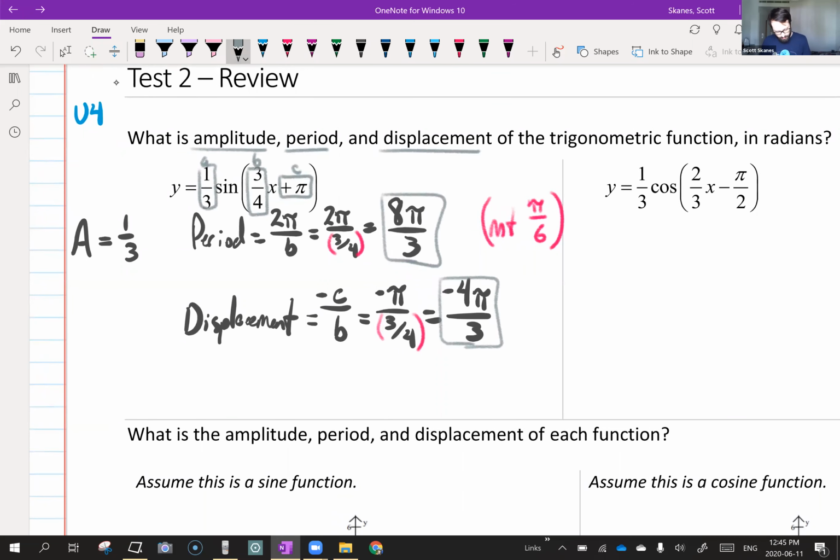So these are our answers. These are our three answers. If I was to ask you a multiple choice, this is your first real hint of the day.